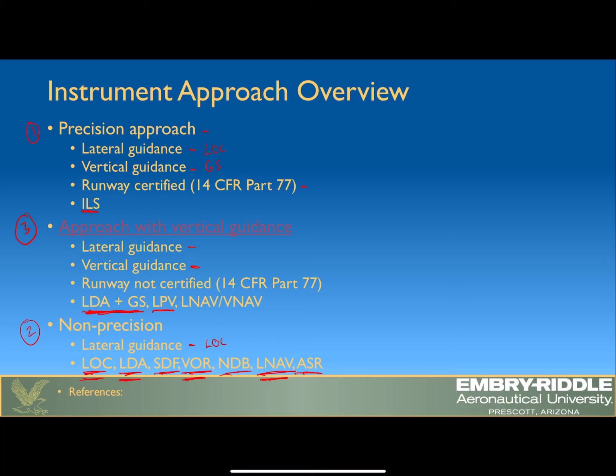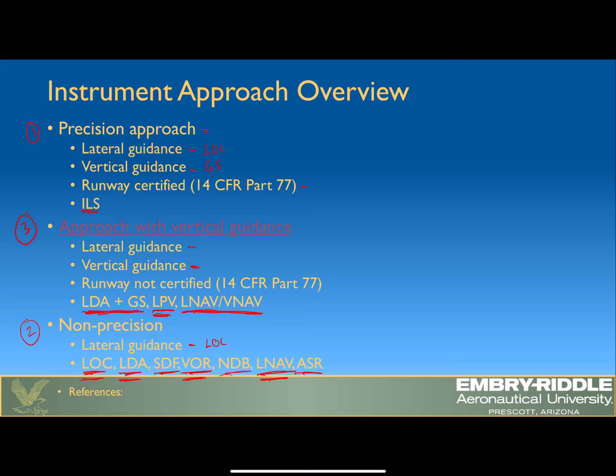And then you can have LNAV and VNAV. LNAV is lateral GPS guidance and VNAV is vertical GPS guidance. So you can see how with lateral and vertical guidance, you can almost get a precision approach. In some cases, some LPV approaches will get you down to 200 feet AGL, just like a precision approach will. So they're very similar, but there are some differences that you have to be aware of.